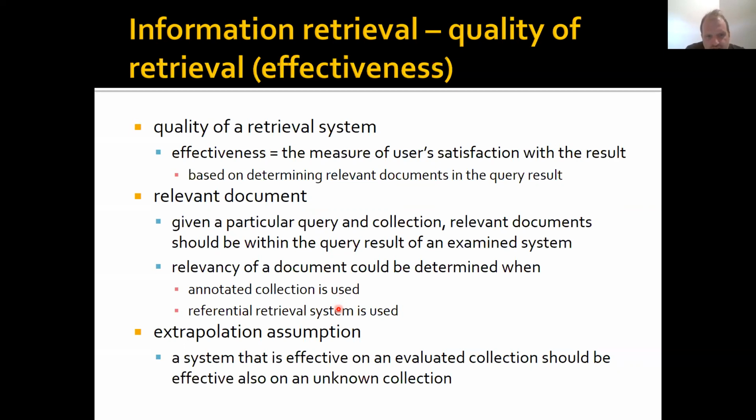Of course, the ground truth, the annotated collection that we use, must be representative in order to satisfy this extrapolation assumption: that the system will be evaluated on some benchmark collection, but should work the same or very similarly on other collections that are not annotated, and therefore we cannot evaluate effectiveness on these collections because we don't have annotations for them. So we need a ground truth that is representative and can be extrapolated to other types of collections. This is of course a critical assumption.